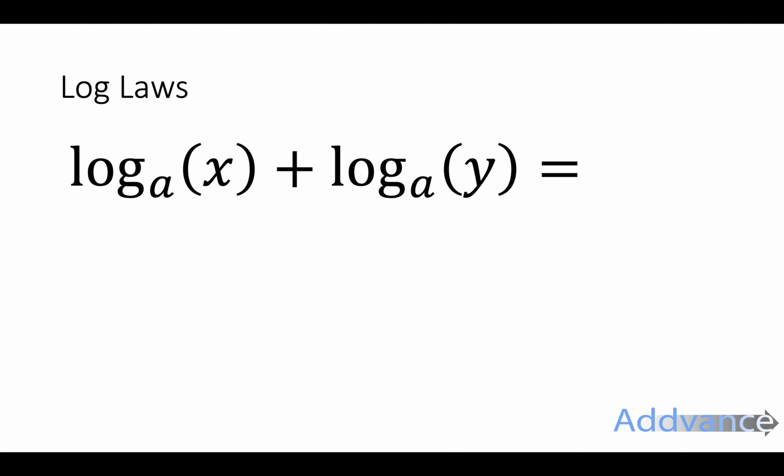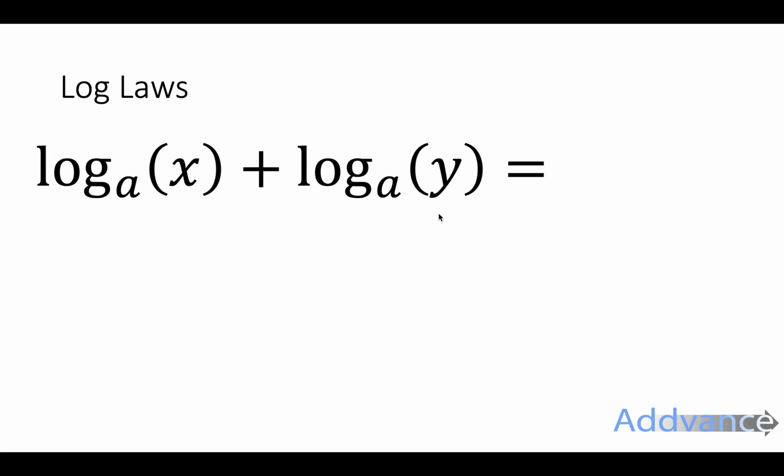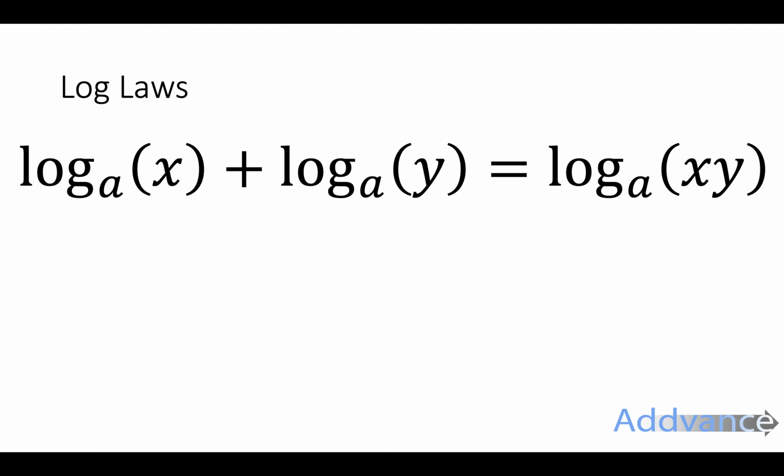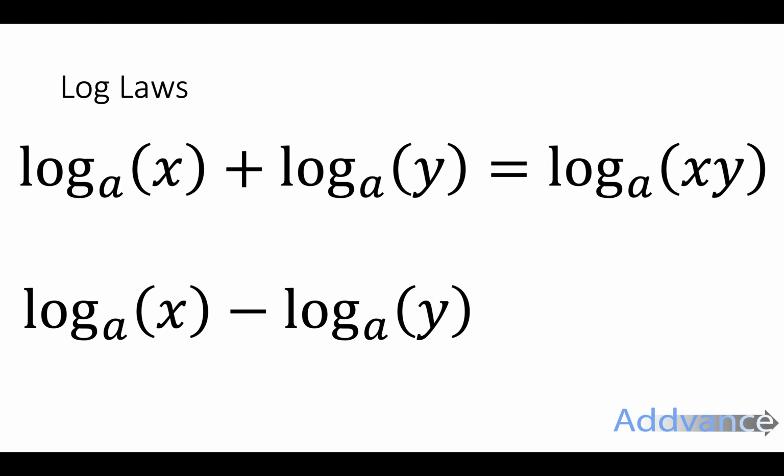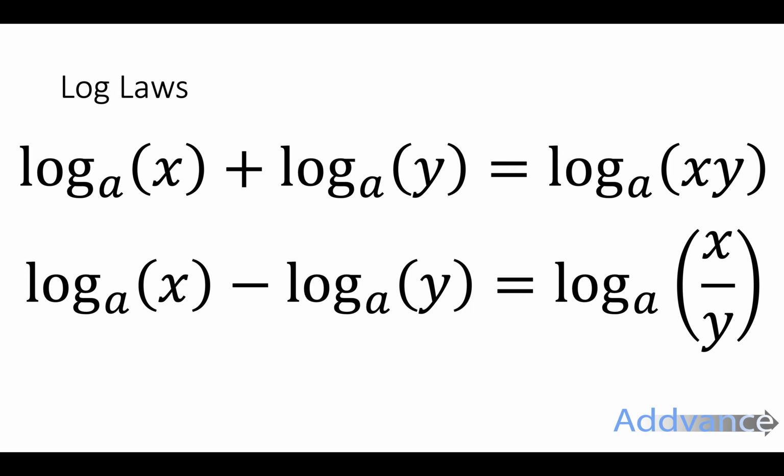Now, some more complicated log laws. We've got the addition rule, where log a of x plus log a of y. It has to be the same base. This a number has to be the same. It is the same as log a of x times y. So basically, when you're adding two logarithms with the same base, you can make it one logarithm where you're multiplying the bit inside. Similarly, we can do log a of x minus log a of y, and that will be log a of x divided by y. That's called the subtraction rule. Okay, you need to remember these, so you might want to make some notes as we do in this video.